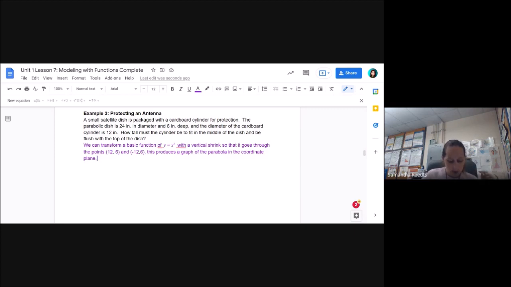So from here, I'm finding the vertical shrink, which is y equals kx squared, where k is that vertical shrink. So 6, one of my y values, equals k times (plus or minus 12) squared. Okay, so when I solve, I get k equals 6 over 144, which simplifies to 1 over 24.